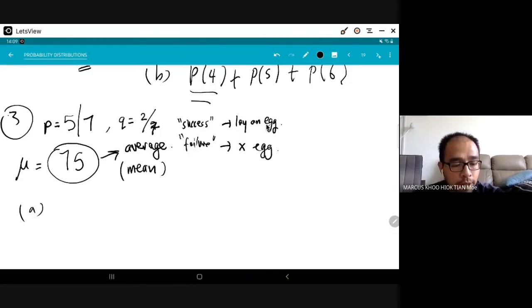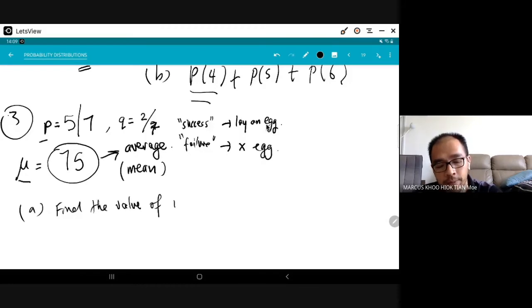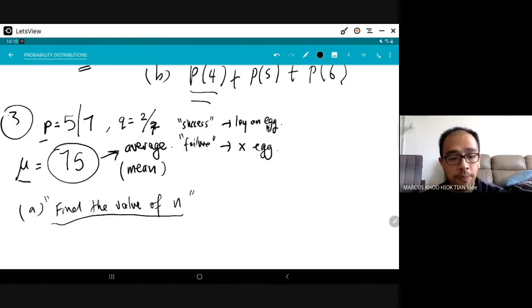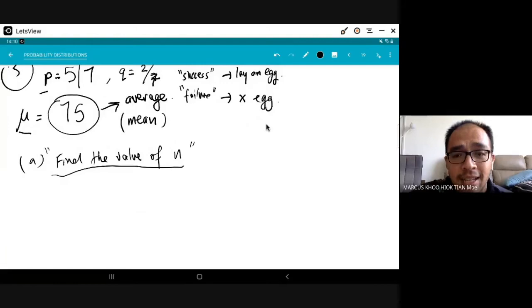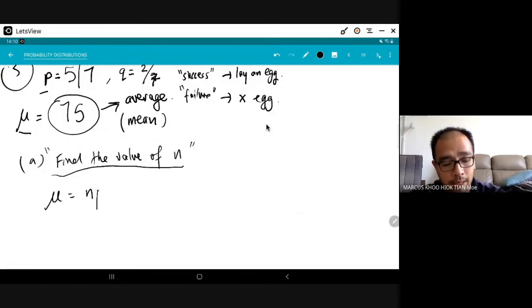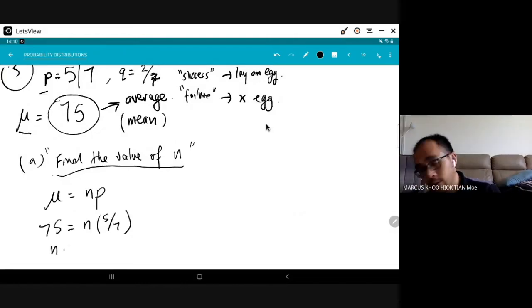So the question now, question A, find the number of chickens in his farm. Okay, kalau kamu diberi mean, diberi P, this obviously is a reference to find the value of N. Dalam erti kata lain, find the value of N. Tetapi, I hope that you have answered enough admaths questions to know that kalau dia bagi soalan jenis macam ni, ini macam soalan free bah dia bagi. Mana ada kan begitu? Ini kan admaths. Kamu mesti fikir sendiri. The number of chickens is represented by the letter N. So, mu equals to NP. 75 equals to N times 5/7. And you will get N is equals to 105.